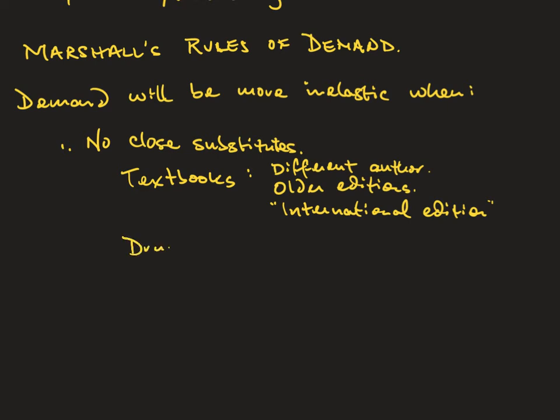Drugs. Again, are there close substitutes for the drug? If there are no close substitutes for the drug, the manufacturer can raise the price and people will still purchase it. Like insulin, there is no substitute for insulin.